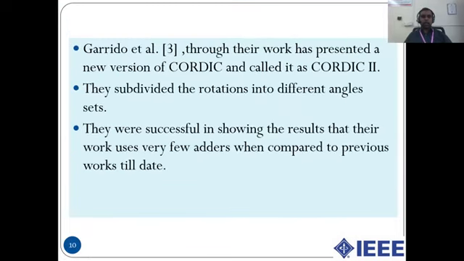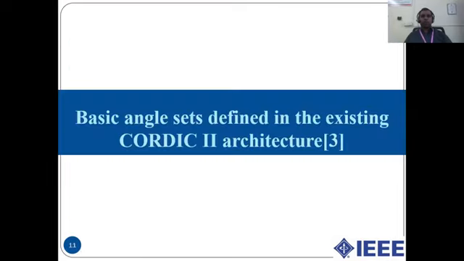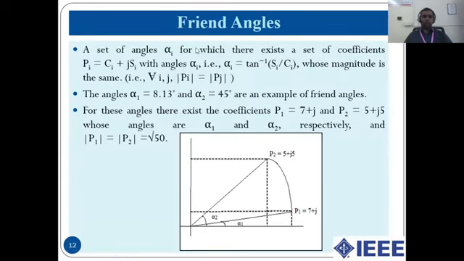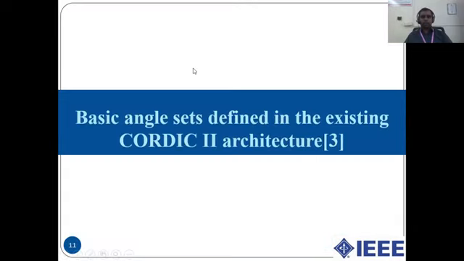Therefore, Garrido and other mathematicians, through their work, have presented a new version of CORDIC and called it CORDIC 2, and they subdivided the rotations into different angle sets. They were successful in showing in their results that their work uses very few adders when compared to previous work till date. Therefore, what are the basic angle sets Garrido and the other authors have used in their paper? I would like to discuss those particular angle sets that they have used.